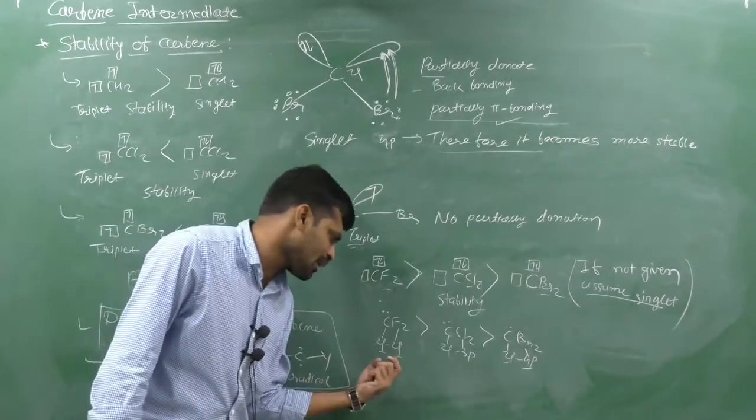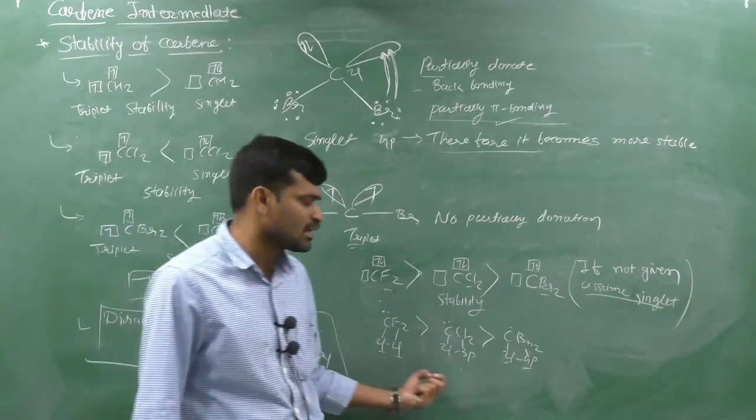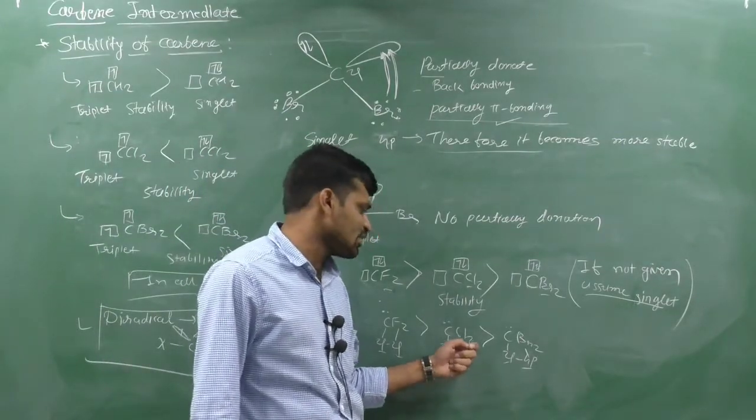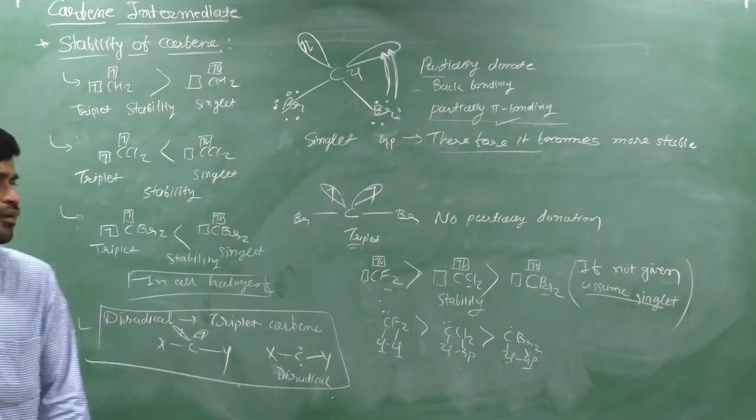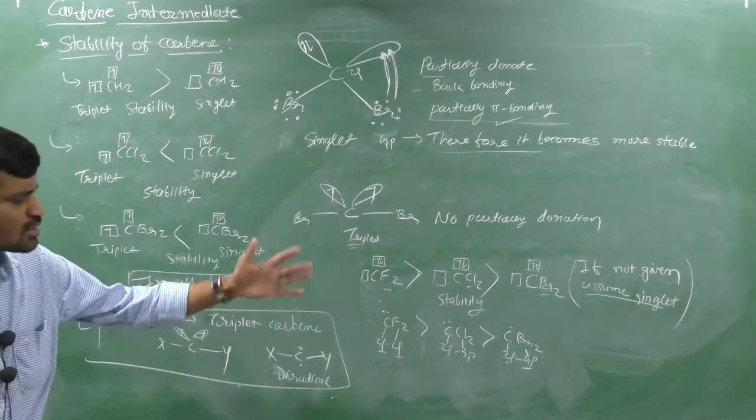Back bonding is maximum here because both have a 2p orbital. Here one has a 2p, another has a 3p; here one has a 2p, one has a 4p. Therefore back bonding is weak and stability is less.